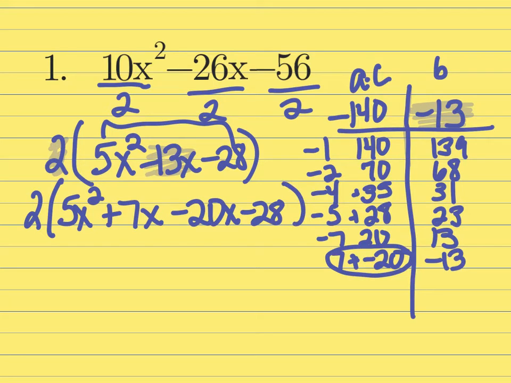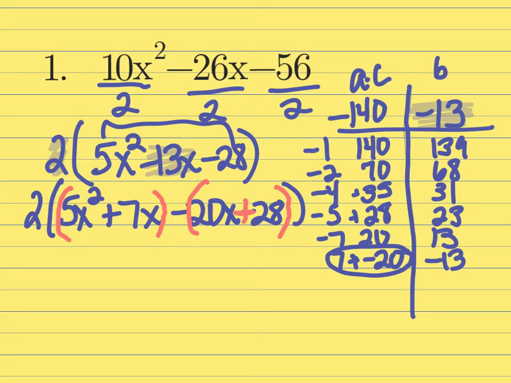And then from here, we have to do what we did in video 2, and we're going to regroup. I'm going to group the first 2 together, and group the second 2 together. Now, make sure the sign is in between your parentheses, and since that's a negative, I need to make sure I change both of those. So the 20 is now a positive, and my negative 28 is now a positive 28.